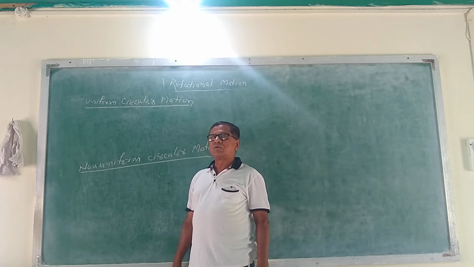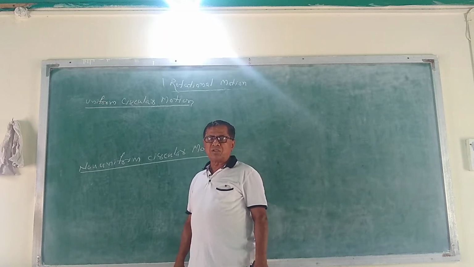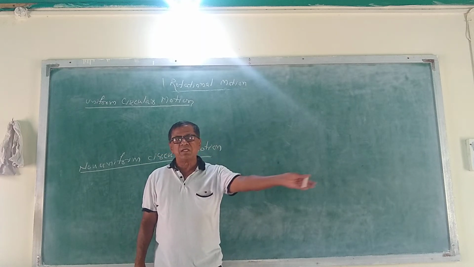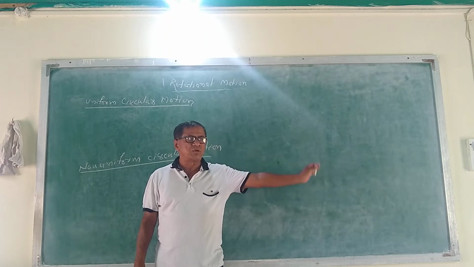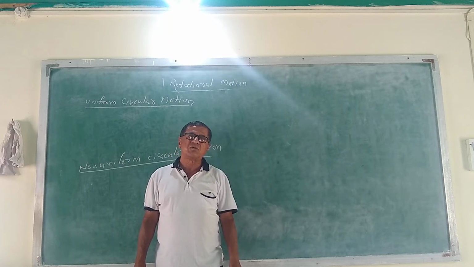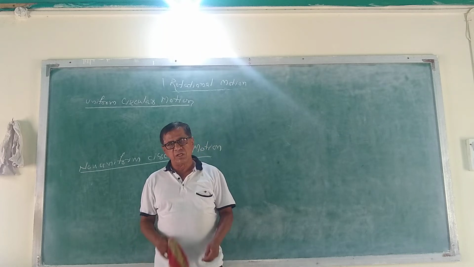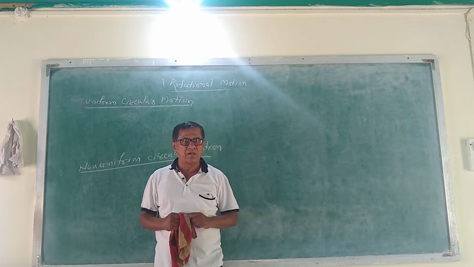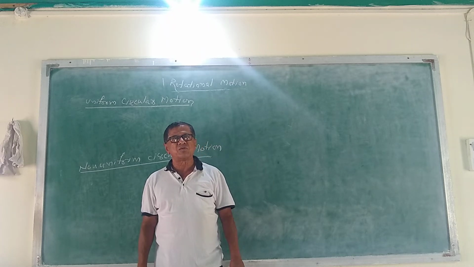Whereas in the case of non-uniform circular motion, the speed of the particle is not constant during the circular motion. If the speed is constant, it is called uniform circular motion. If the speed is not constant, it is called non-uniform circular motion. If you observe the motion of the tip of the second hand or minute hand, that is uniform circular motion.